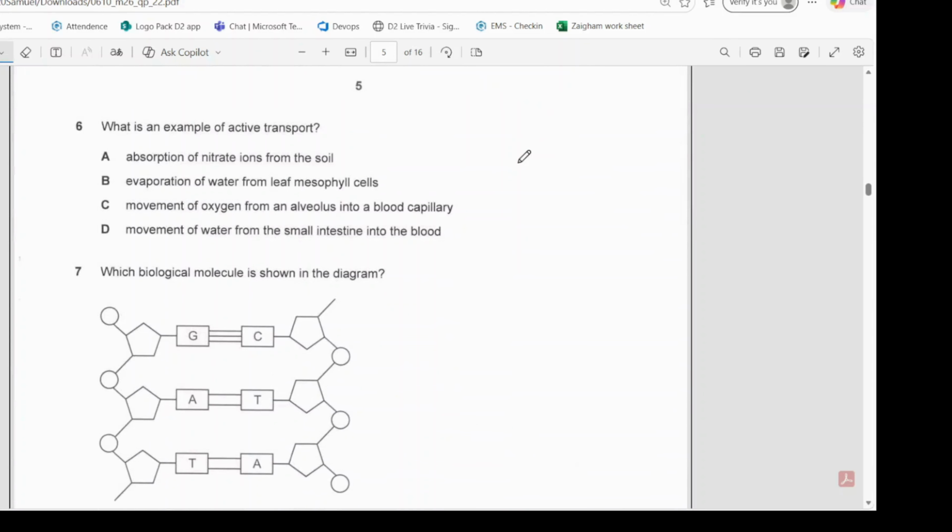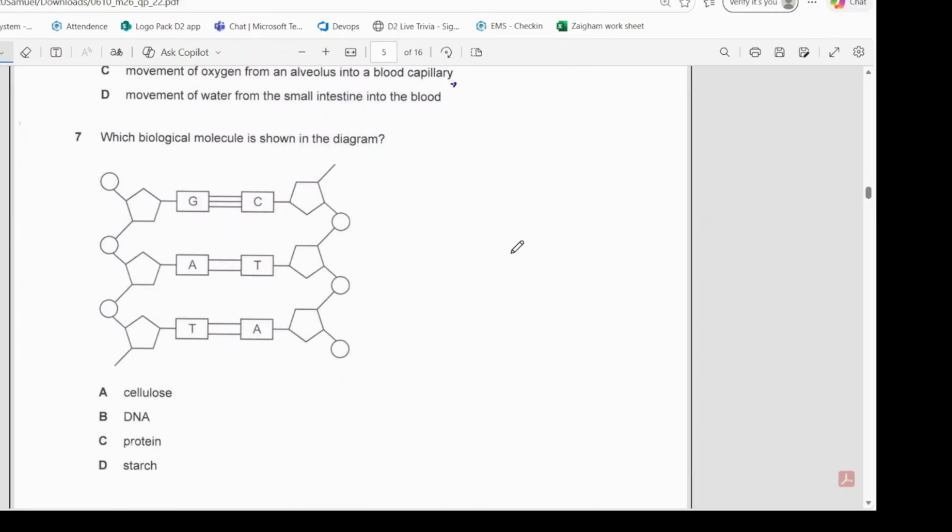Next question is, what is an example of active transport? Absorption of nitrate ions? Yes, it can be. Evaporation of water? No. Movement of oxygen? No. Movement of water? No. So A. Which biological molecule is shown in this diagram? These are the nitrogenous bases, right? So which molecule is this? DNA.